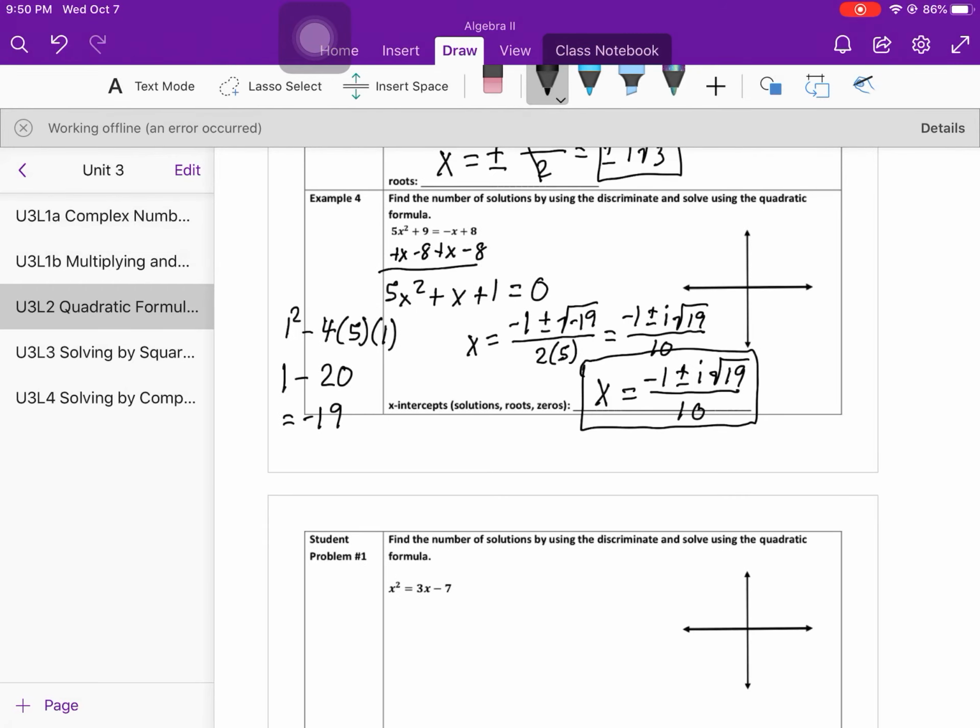One other thing I just wanted to say, technically we could write this answer another way. We could divide the 10 into both parts. So we could say x equals negative 1 over 10 plus or minus i square root of 19 over 10. That's technically the standard form because it's a complex number that we're writing, but I would accept either one here.